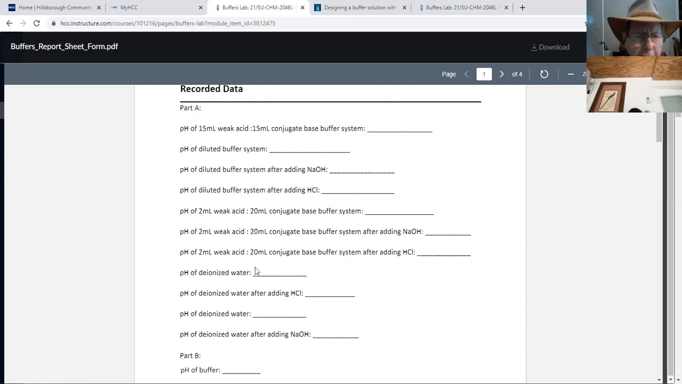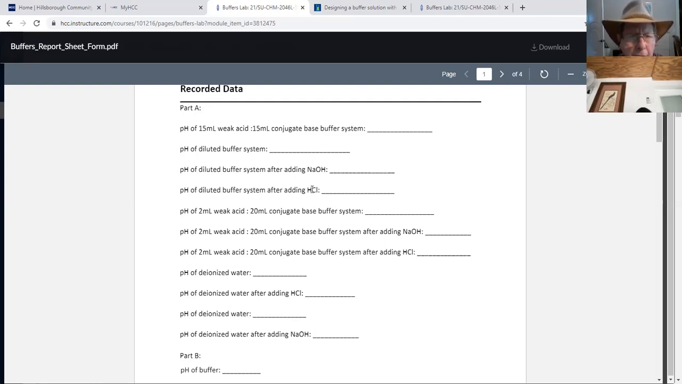You're going to get 25 milliliters of water in a clean beaker, get the pH of that. Then to that, you're going to add 0.25 milliliters of your acid, of your HCl. See what the pH is. You're going to take another clean beaker, add 25 milliliters of water to that, and you're going to add 0.25 milliliters of your NaOH. See what the pH is of that. And basically, these are kind of like baselines.